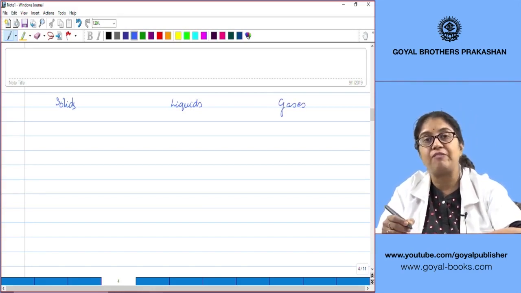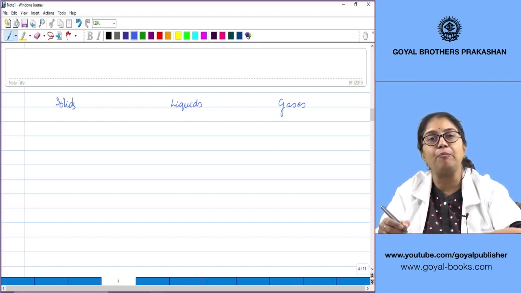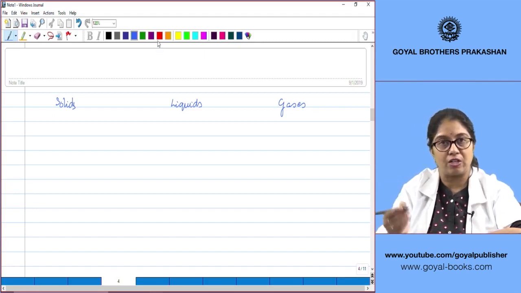So what are solids, children? Solids are those which have a definite volume, definite shape. They have several free surfaces. They are least compressible and have maximum density. So let us list out a few examples of the solids.